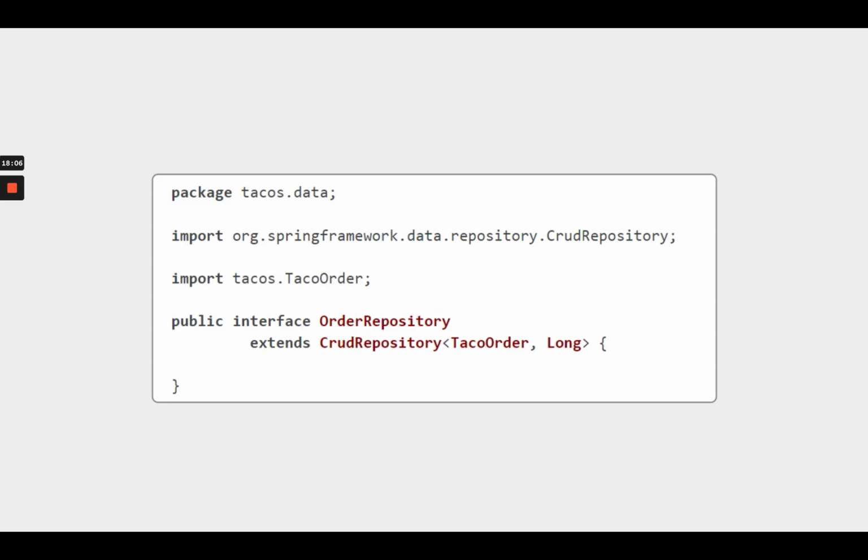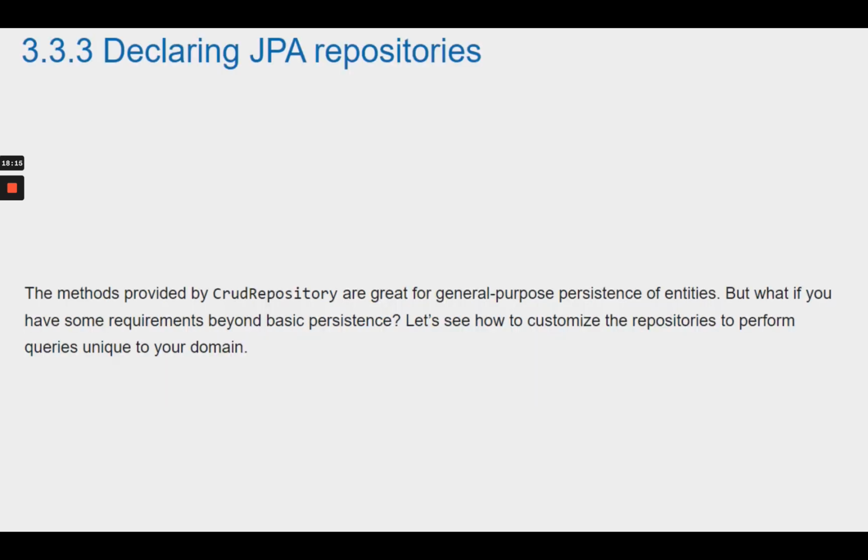Similarly, you can define order repository for Spring Data JPA the same as it was for Spring Data JDBC, as follows. The methods provided by CRUD repository are great for general-purpose persistence of entities. But what if you have some requirements beyond basic persistence? Let's see how to customize the repositories to perform queries unique to your domain.